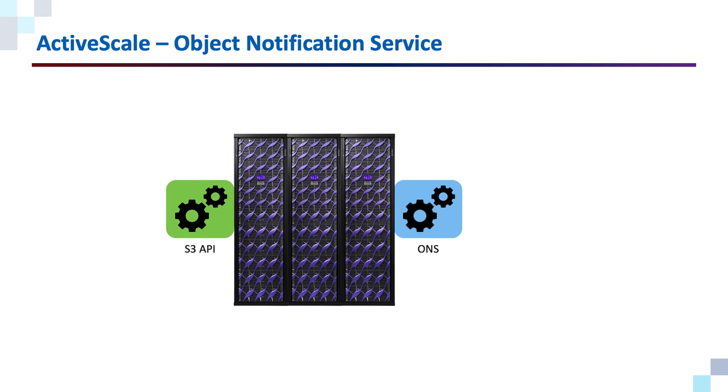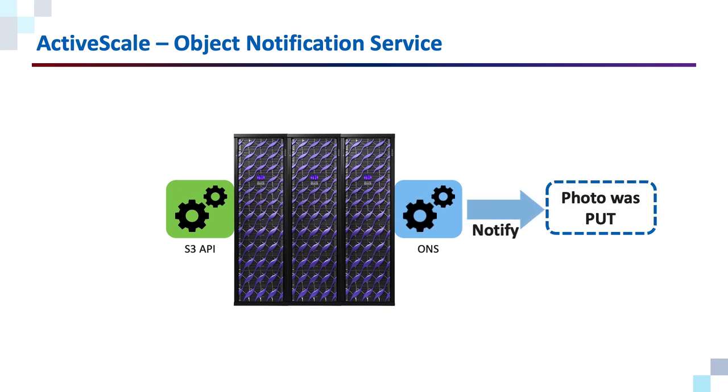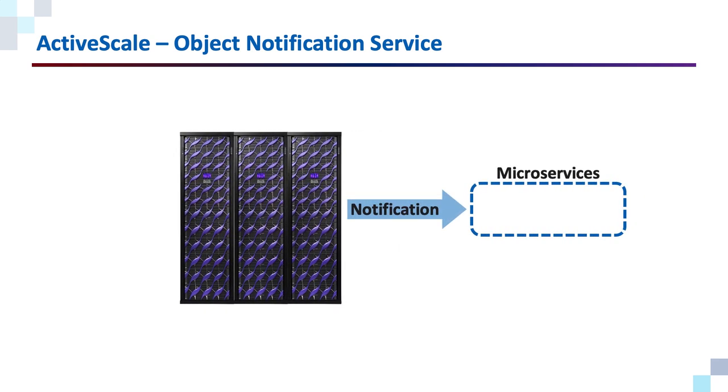This is a very powerful feature. Let's say your users are uploading photos. When a photo is uploaded or put, that event triggers a notification. And now applications subscribing to the notification are aware that the photo was put. This gives you the ability to create microservices that act on that event. In this example, you may configure ActiveScale to call a service that generates thumbnails every time a photo is uploaded.